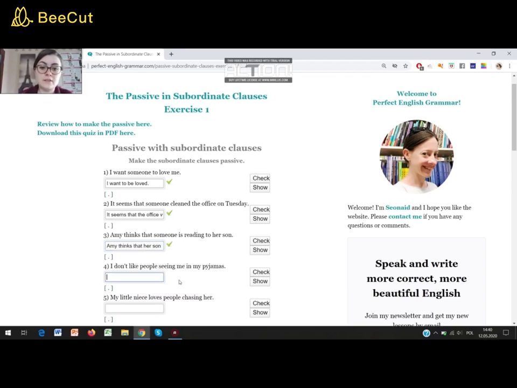Number 4. I don't like people seeing me in my pajamas. So I don't like being seen in my pajamas. And the last one. My little niece loves people chasing her. My little niece loves being chased. Okay, so this is how it looks like with all the passive possibilities, let's call it. Normal passive voice, passive verbs with 2 objects, and passive with subordinate clauses.